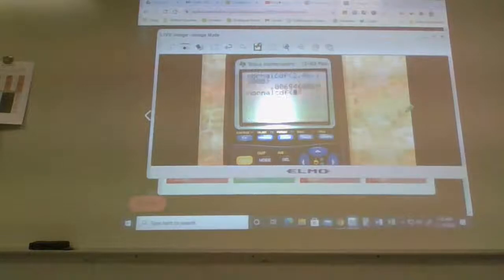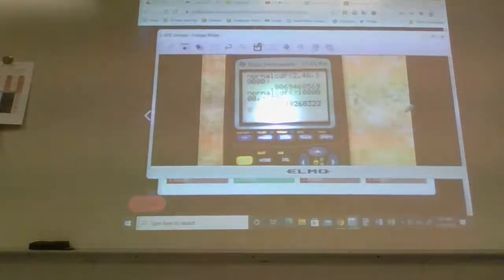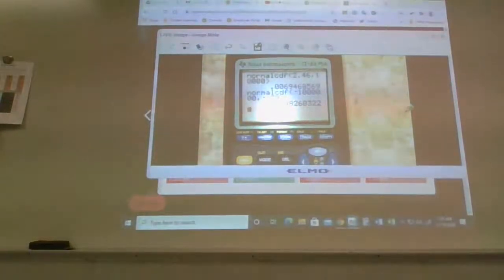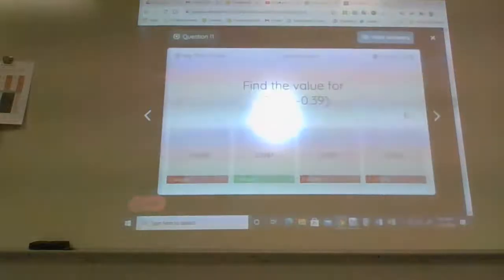But normal CDF, some low number, comma, negative 0.39. That's why it spits out that answer of 0.348. Nice. And I sense a theme here.